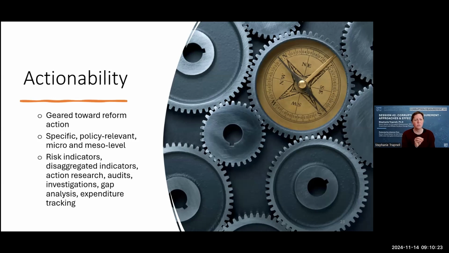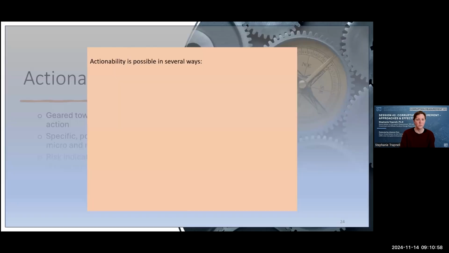This is geared towards reform action. It's specific indicators, they're policy relevant, they're often at the micro and the meso level, the institutional, organizational level, and they include a big range of indicators on risk, action resources, audits, investigations, and gap analysis, that kind of thing. What you're doing with these indicators is they relate very directly to what should be done to improve the score on the indicator, and not just to improve the score, but the idea is to improve the performance and the effectiveness of the institutions being measured. That's the idea. So its actionability is possible in several different ways.